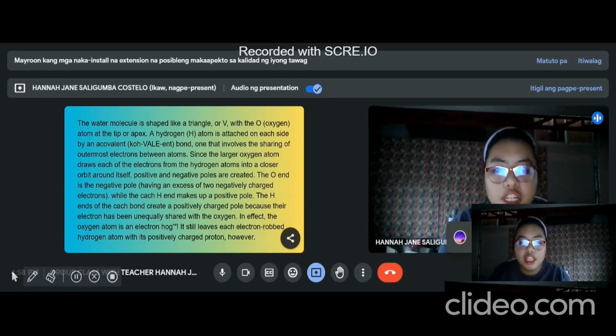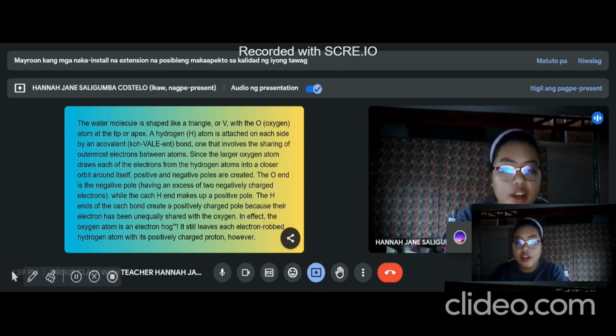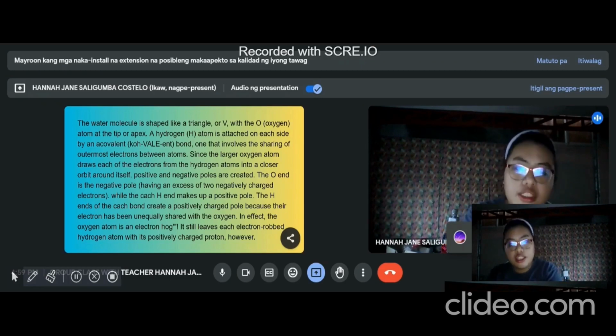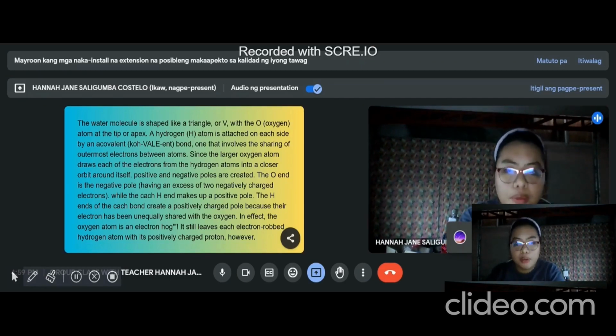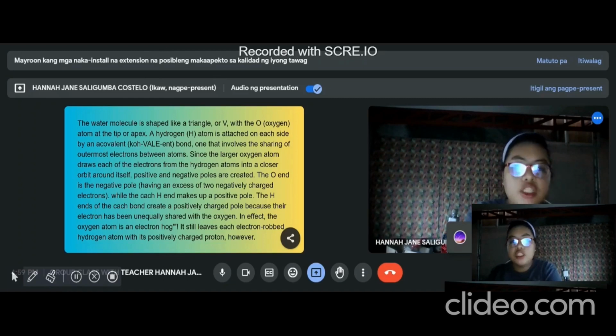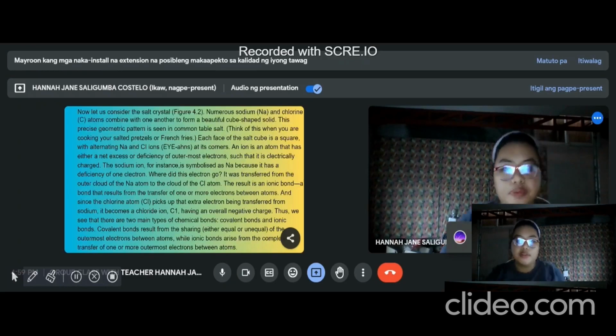Electrons are negatively charged particles between atoms. Since the larger oxygen atom draws each of the electrons from the hydrogen atoms into a closer orbit around itself, positive and negative poles are created. The O end is the negative pole having an excess of 2 negatively charged electrons, while the H ends make up a positive pole. The H ends or hydrogen ends on the bond create a positively charged pole because their electron has been unequally shared with the oxygen. In effect, the oxygen atom is an electron hog. It still leaves each electron-robbed hydrogen atom with its positively charged proton, however.